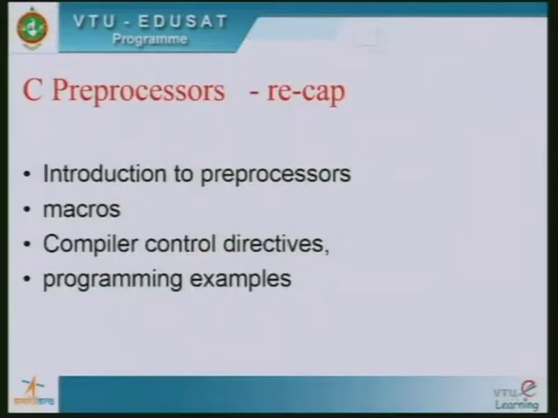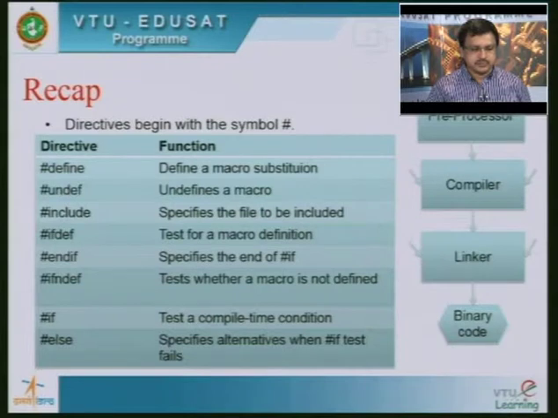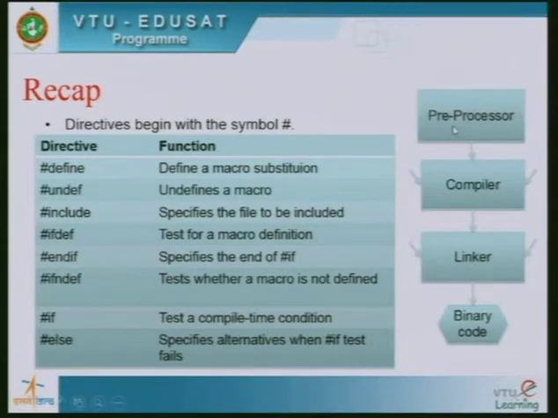We looked at what we call C preprocessors. We saw the introduction to preprocessors, macros, compiler control directives, and some programming examples. At the end we were looking at compiler control directives, and we will revisit those cases quickly once again before we actually get into data structures. The preprocessor is a process which happens before compilation, and if you invoke the compiler, the preprocessor is automatically invoked, and there are mechanisms to invoke the preprocessor separately.